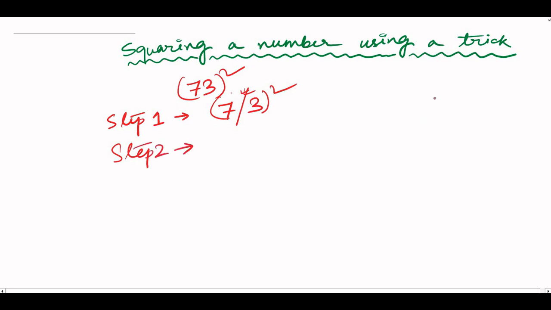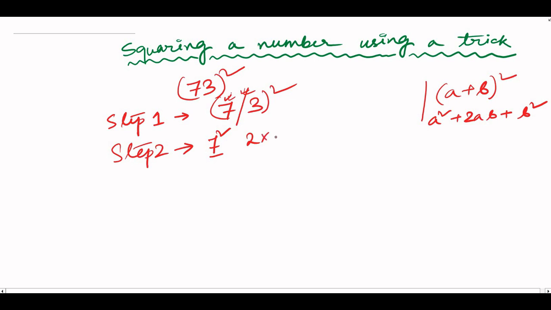In step 2, we have to use the formula of (a plus b) whole square. So what is (a plus b) whole square? a square plus 2ab plus b square, right? So here a is our 7 and b is our 3. So we'll write it in this way: 7 square, then 2ab is 2 into 7 into 3, and b square is 3 square here.